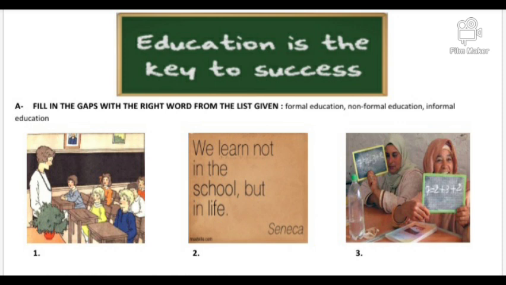Picture number 2, we learn not in the school but in life. So when we learn from families, from life in general or environment, so what do you think? So this is informal education, yes. And the last picture, so we have elder people learn. So what is this? So it's non-formal education. So this is exercise number 1. So let's move to the second one.